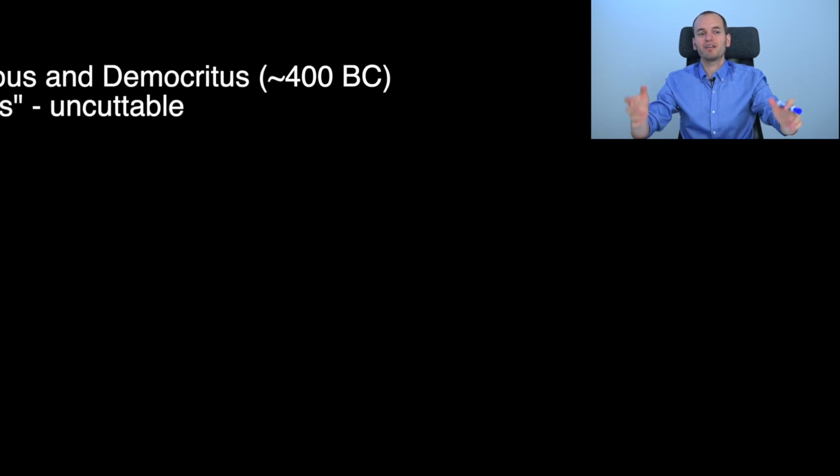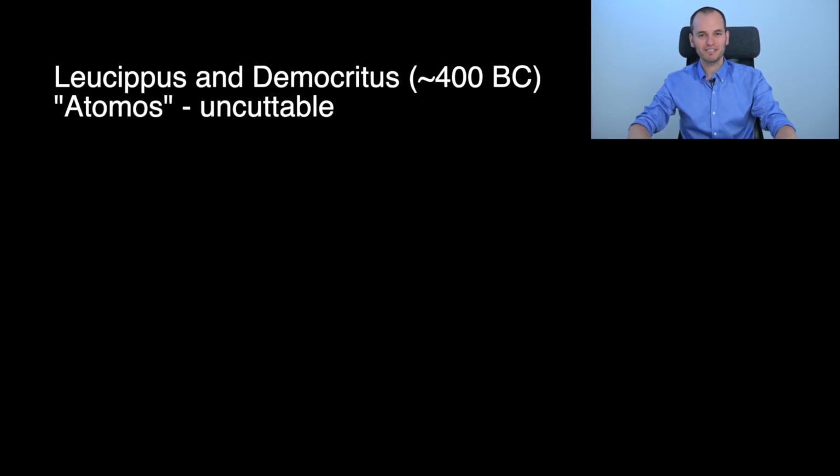So we're going to go back way back to the ancient Greeks with Leucippus and Democritus. Leucippus, roughly around 400 BC, coined the term atomos, which in ancient Greek means uncuttable. His idea was that if you took something, like my eraser here, and you cut it into smaller and smaller and smaller pieces, you would get to a point where you couldn't cut it anymore. So that was the first theory of what an atom was.